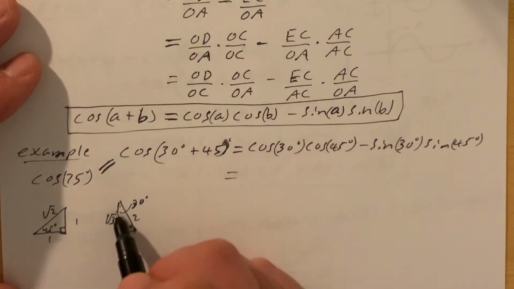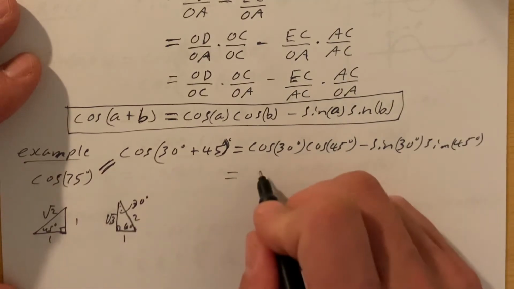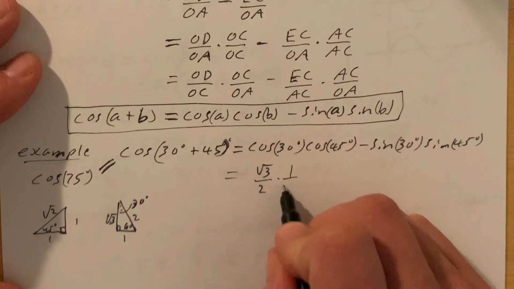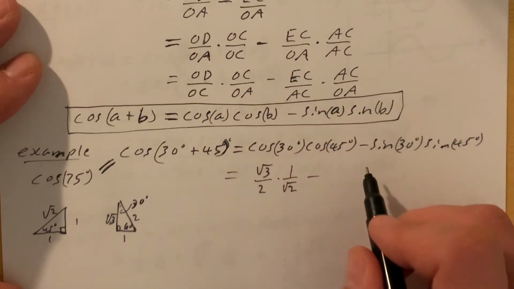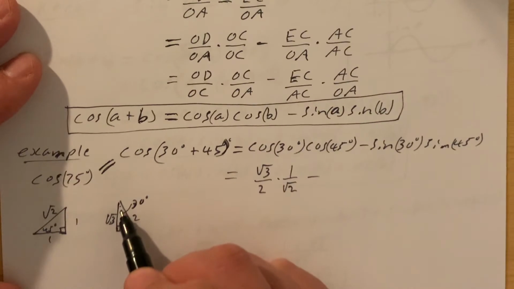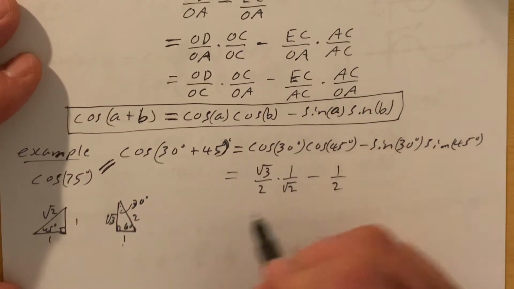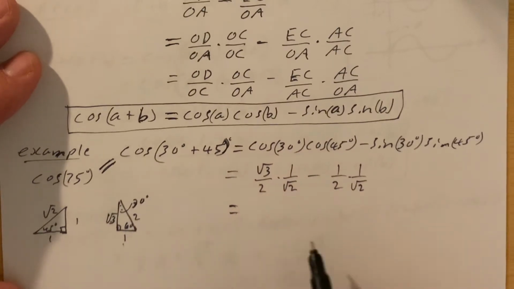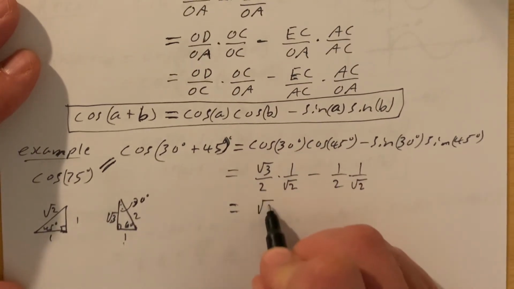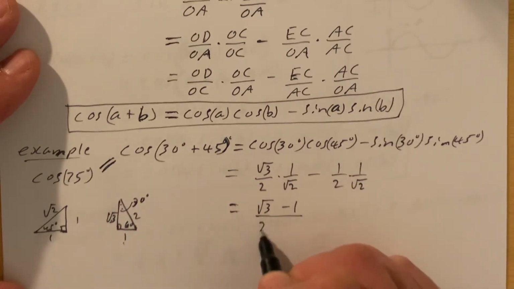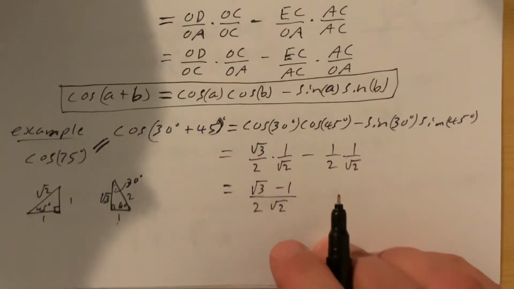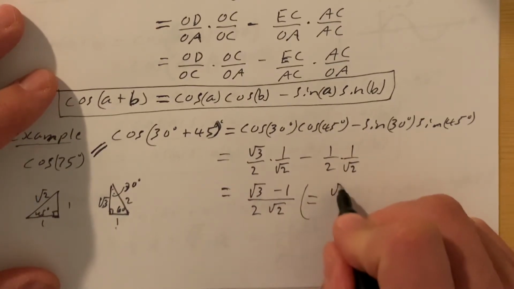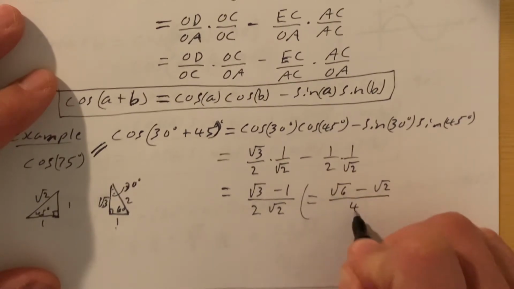So cos of 30, cos is adjacent over hypotenuse, so root 3 over 2. Okay. Cos of 45 is 1 over root 2. And then sine of 30, right here, sine 30 is opposite over hypotenuse, so 1 over 2. And sine 45 is 1 over root 2. Okay, so we have a common denominator here of 2 root 2. So we just bring the top together, so root 3 minus 1 over 2 root 2. Now if you want to rationalize the denominator, you can multiply top and bottom by root 2, and you end up getting root 6 minus root 2 over 4, okay?